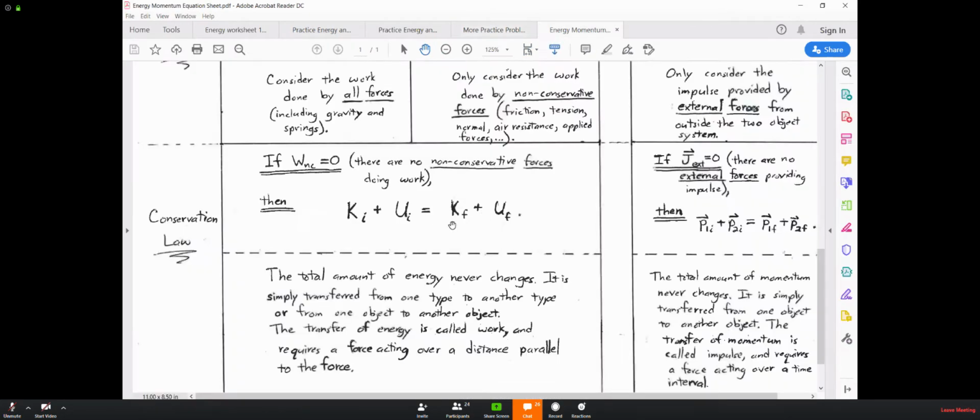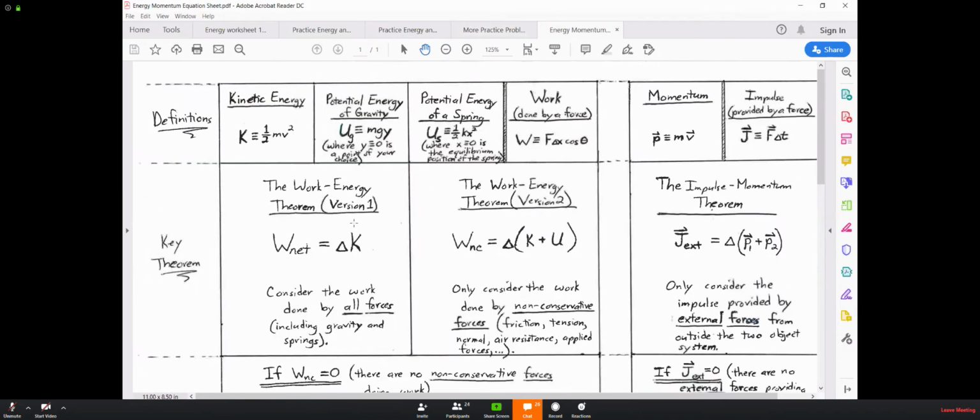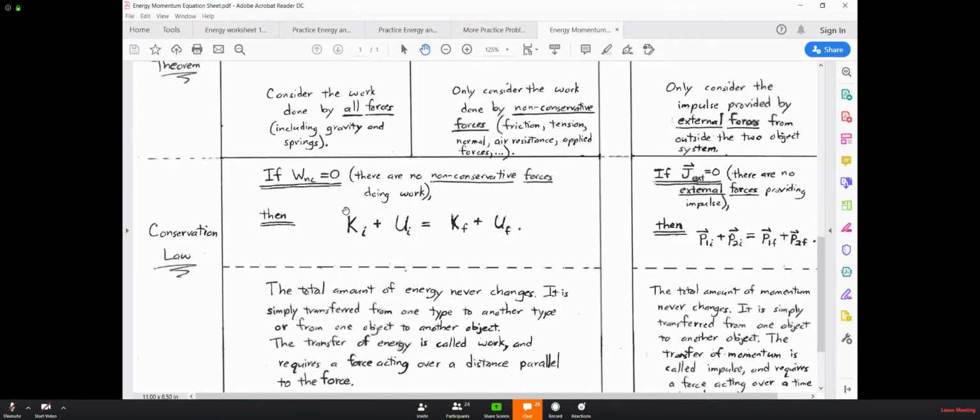How many terms will be on the left-hand side of the equation? How many terms will be on the right? I have an object changing speed. I should put kinetic energy on both sides. I have an object changing height or y coordinate. I should put potential energy on both sides. I have a spring that is changing length. And if we look up here, spring potential energy depends on x, which means the length of the spring. You could also call that s, the length of the spring. So I need to have 3 energies in the initial state and 3 energies in the final state.